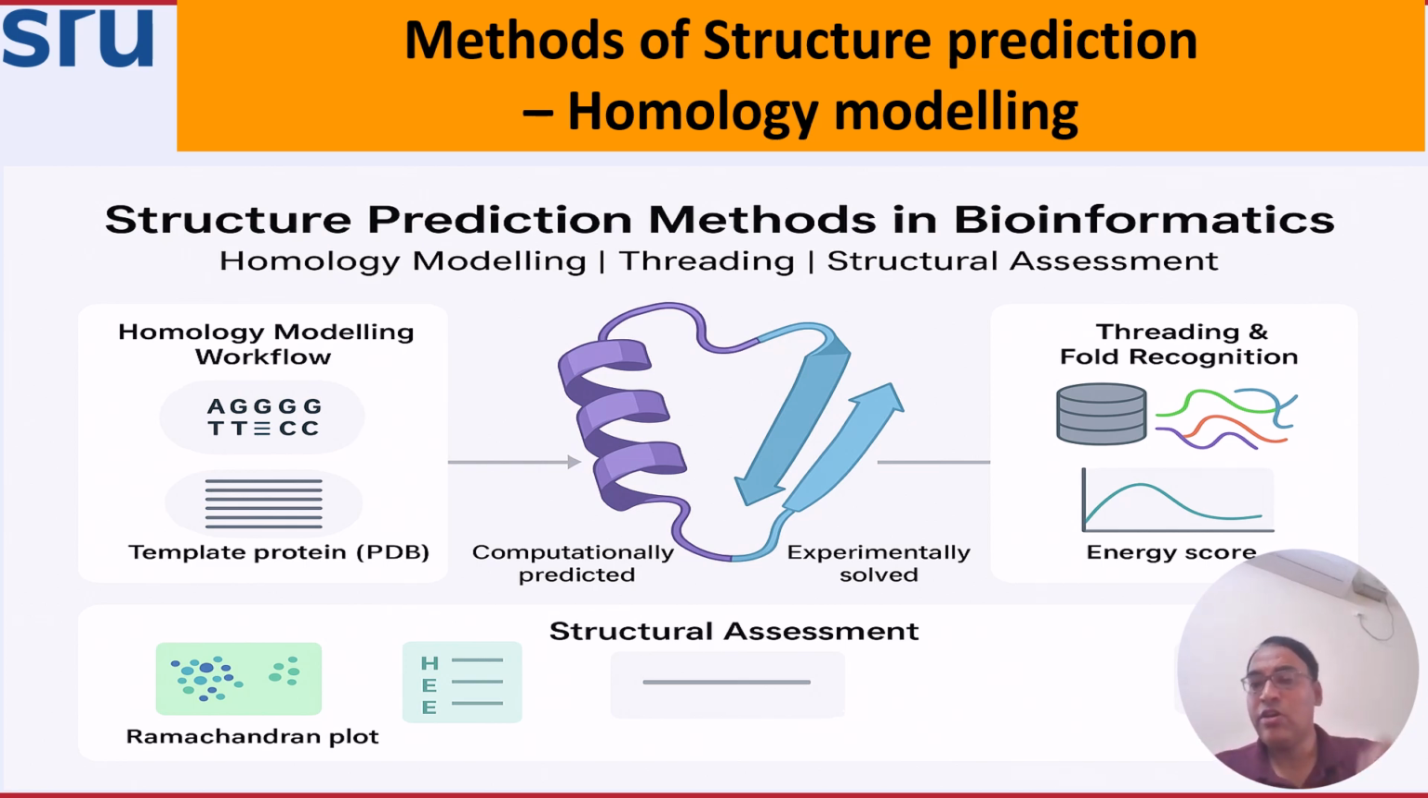Whenever sequence similarity between the target and template is greater than 30%, homology modeling gives a reasonable model. But when the sequence similarity between target and template is in the middle range, between 10 to 30%, then threading works out. Because threading, rather than considering the entire sequence in an alignment for the entire target-template, breaks the target into small segments.